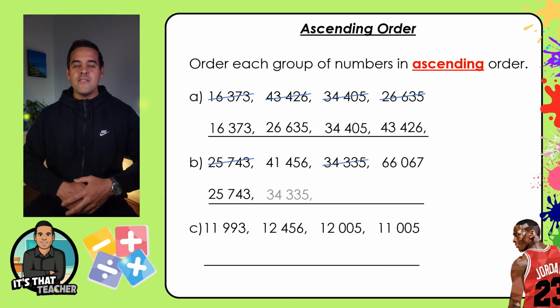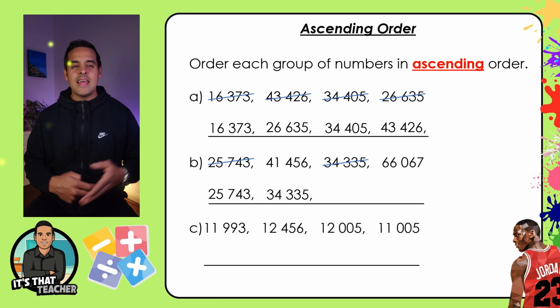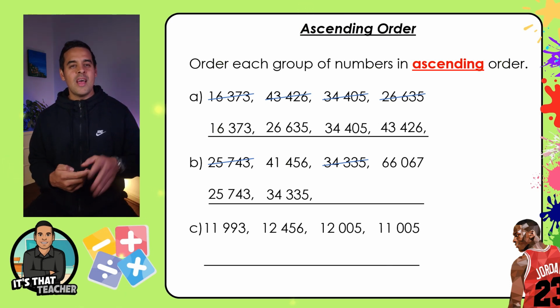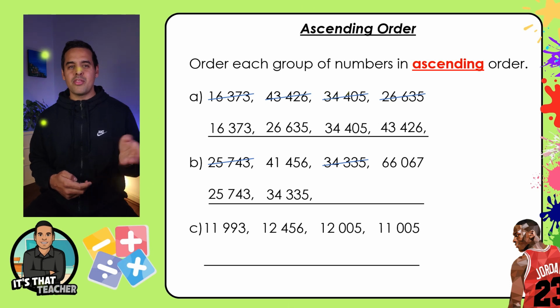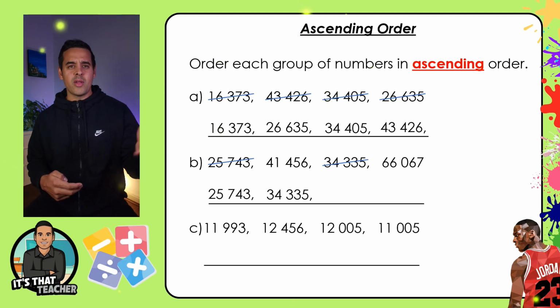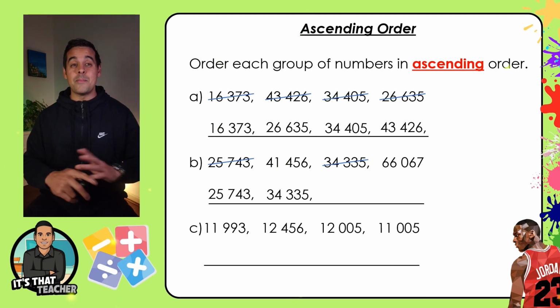34,335. Now, if you haven't seen my place value lesson, I highly recommend you go and check that out. It's important to know your place value. So the way you could easily identify that is the tens of thousands column, 34. That was the next smallest because you've got 41 and 66. So if you just know your place value, this concept is a breeze.